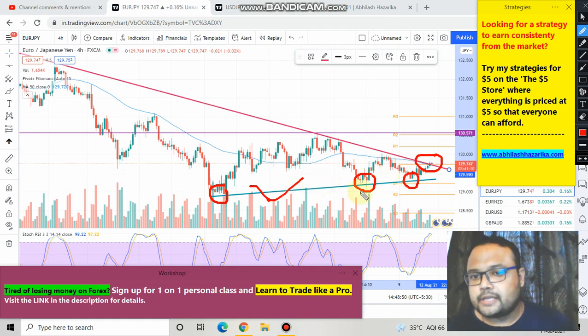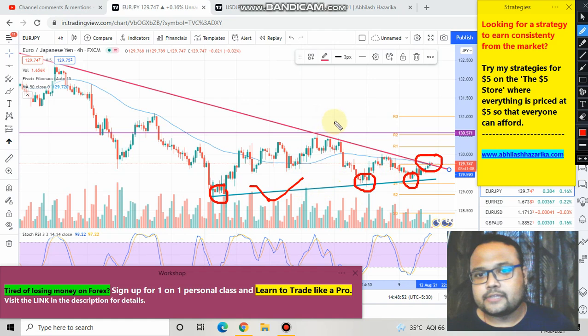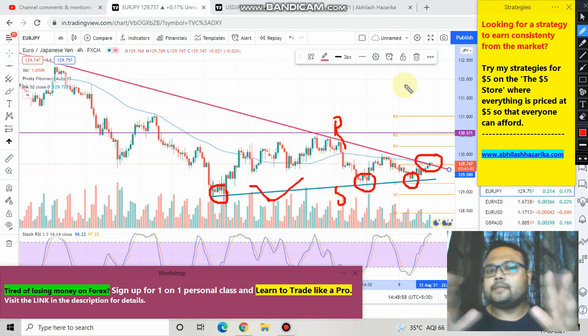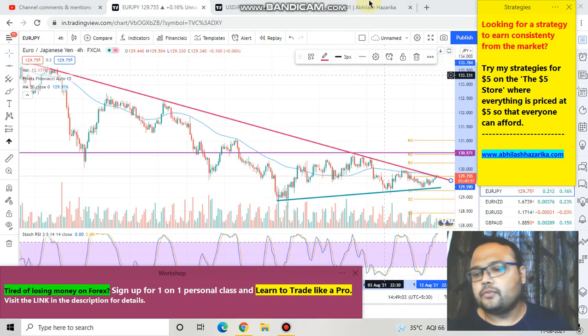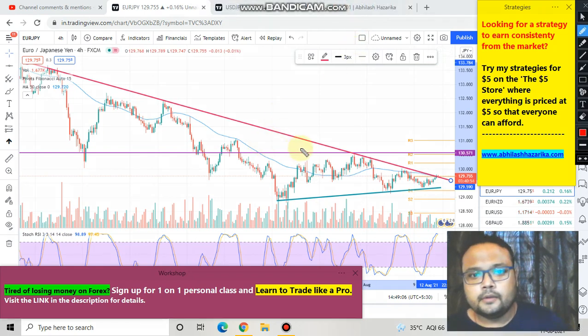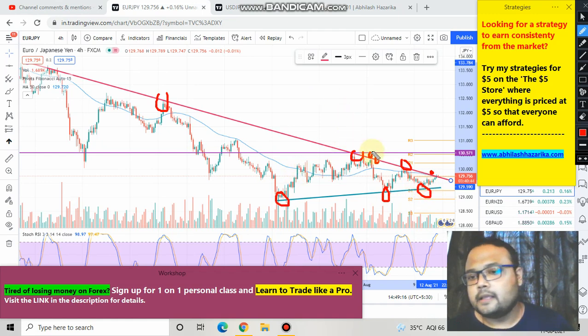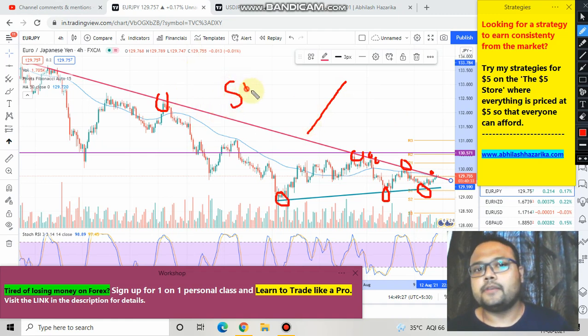So this trend line is a support and this trend line is the resistance. These two are the dynamic support and resistance on the chart of EURJPY. The most important thing that we need to focus on here is that market is forming lower highs, and on the other hand you can see that market is forming higher lows here. Generally we get this kind of pattern, and whenever we get this pattern, we consider this as a symmetrical triangle pattern.